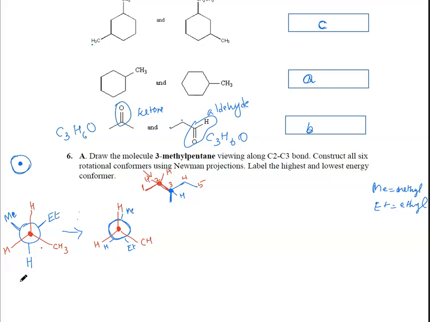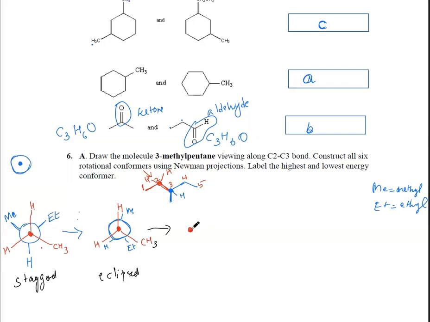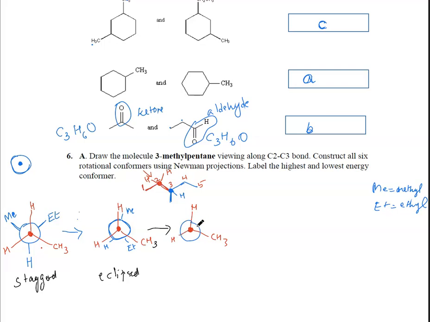So the first one is my staggered conformer, and the second one is my eclipsed conformer. Then I do another 60-degree rotation, and I end up in the next conformer. I'll keep the blue intact, the red carbon atom intact. I have the hydrogens, CH3, and then the blue one, where now I move it again by 60 degrees.